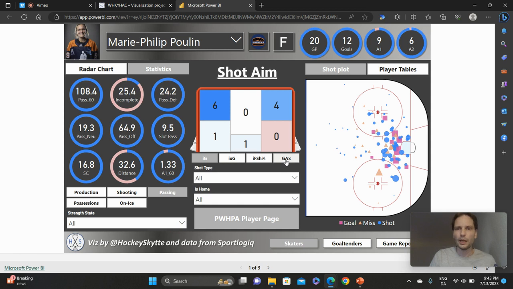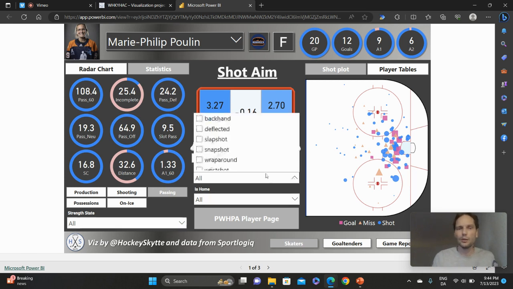You could also look at goals scored above expected. Still, blue means better than average, red means worse than average. So here you can see a clear trend. Poland is having a huge success shooting high up in the net, but she's actually quite poor when it comes to scoring low in the net. This is an interesting thing to take note of, I guess.